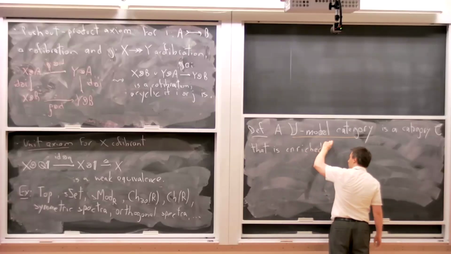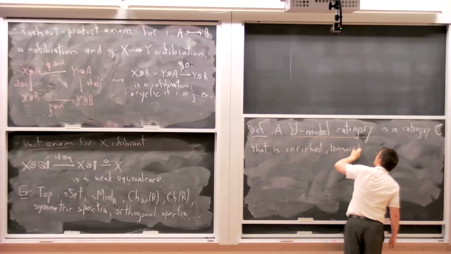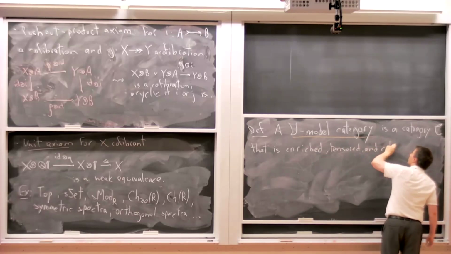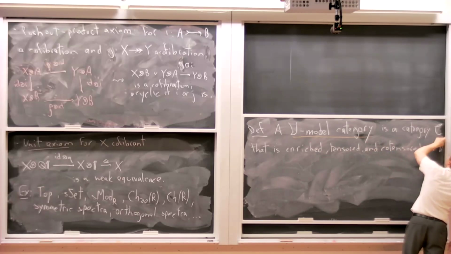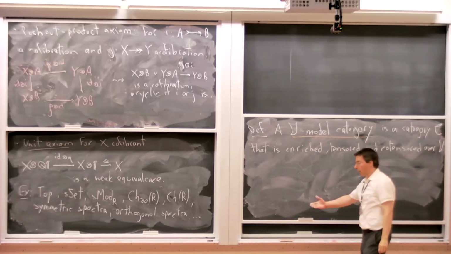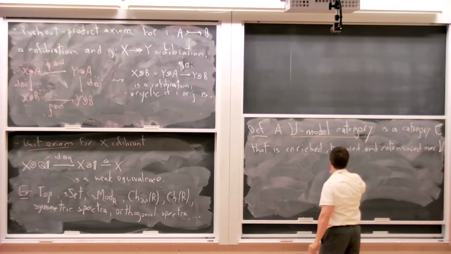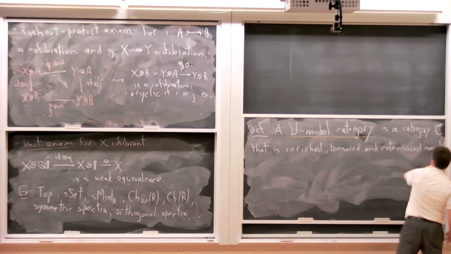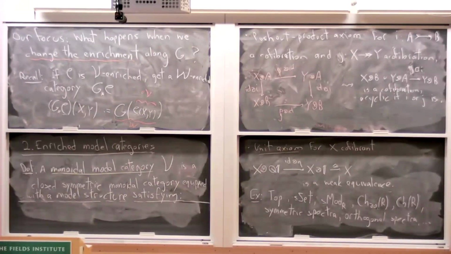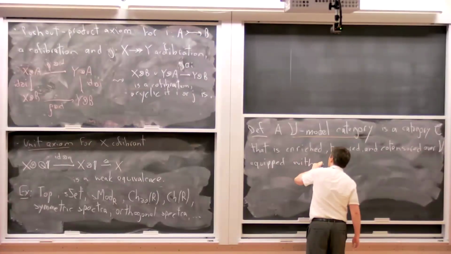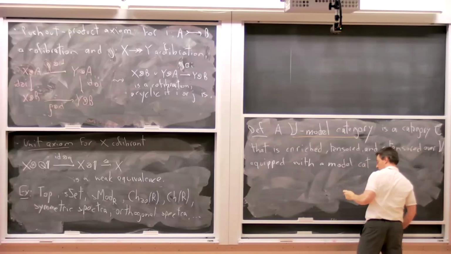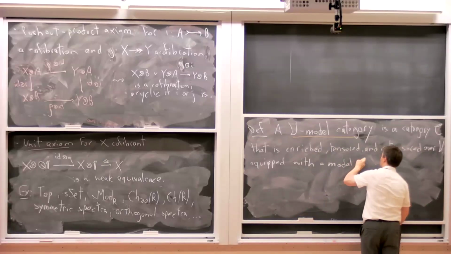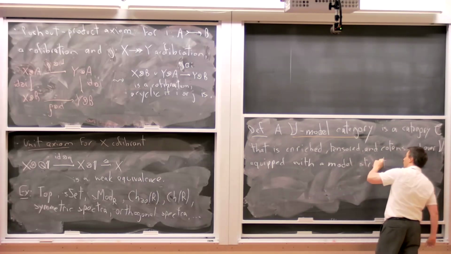Let's see, enriched, tensored, and cotensored over V. So far, that's just a monoidal part. I want some homotopy theory, so I assume that there is a model structure on the underlying category.